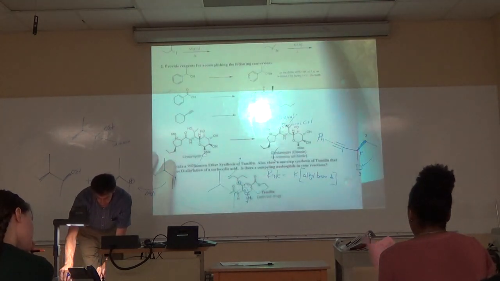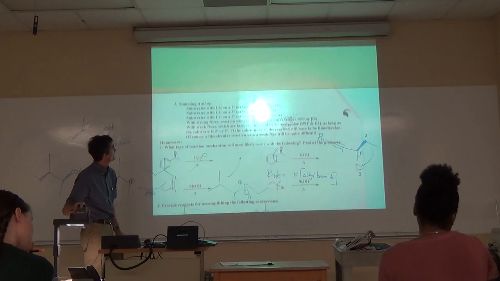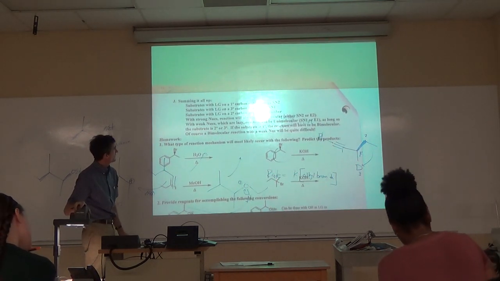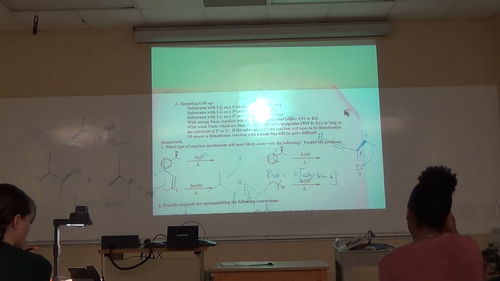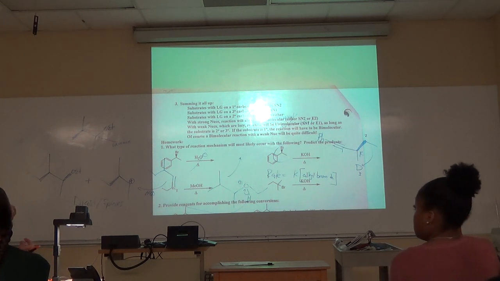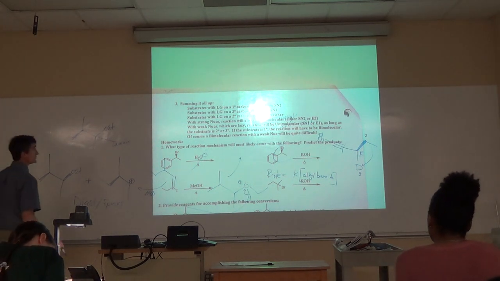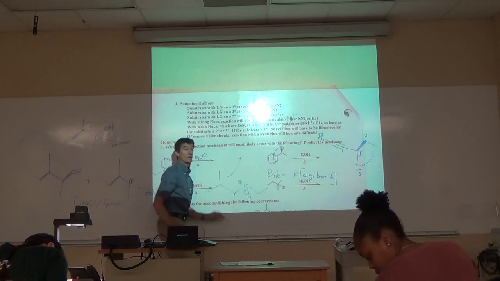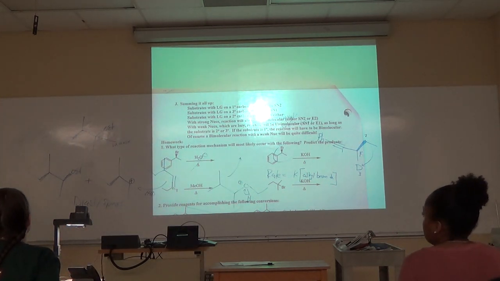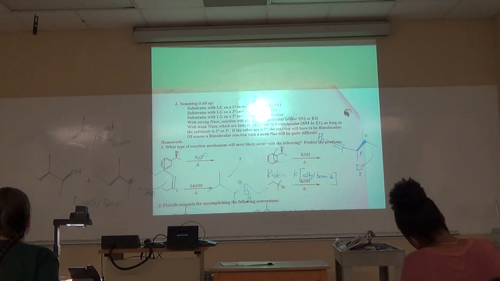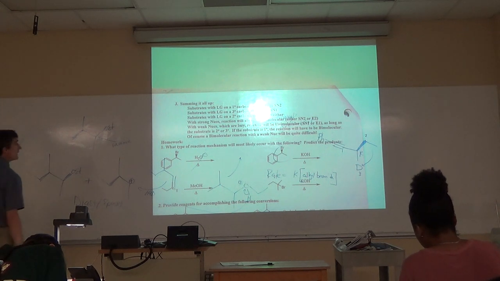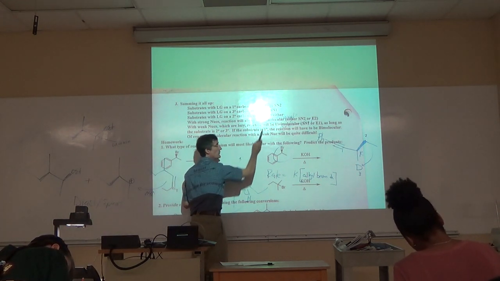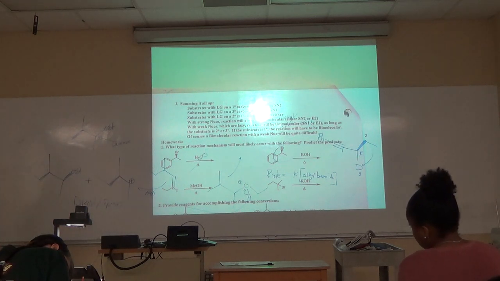Summing it all up. Substrates with a leaving group on a primary carbon only undergo SN2. Why? Because you don't want to make a primary carbocation. Substrates with a leaving group on a tertiary carbon only undergo SN1. Why? Because a tertiary carbocation is great, and you never do SN2 on a tertiary halide, or tertiary tosylate, or tertiary whatever leaving group, halide being most common. Substrates with a leaving group on a secondary carbon can undergo either mechanism, and you will have to decide which.